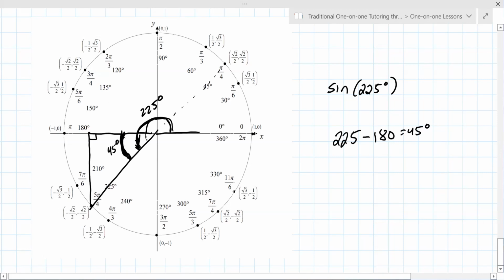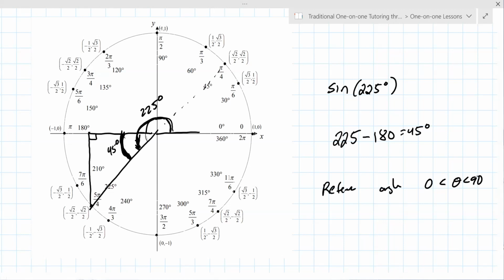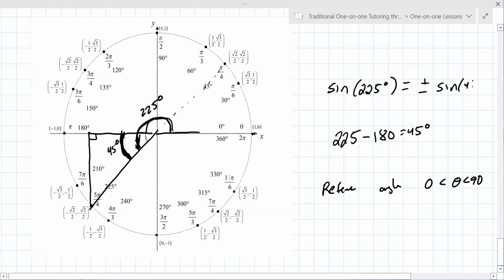It's somewhere between 0 and 90. So the reference angle is always between 0 and 90. You would never tell me it's 200. It's always 0 to 90. So that means it's either plus or minus sine of 45.